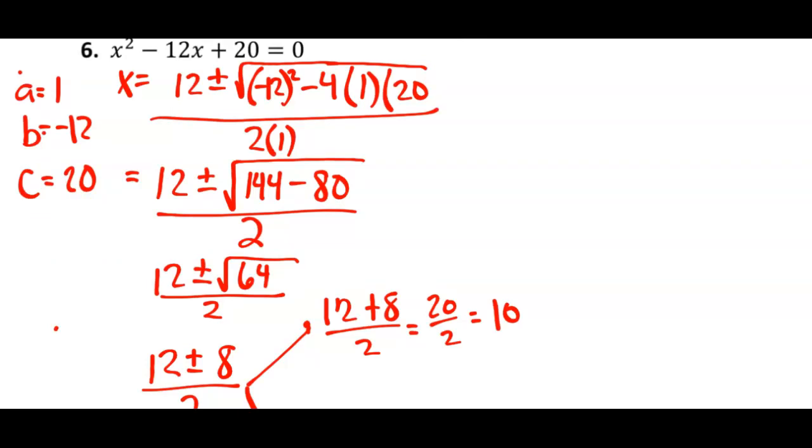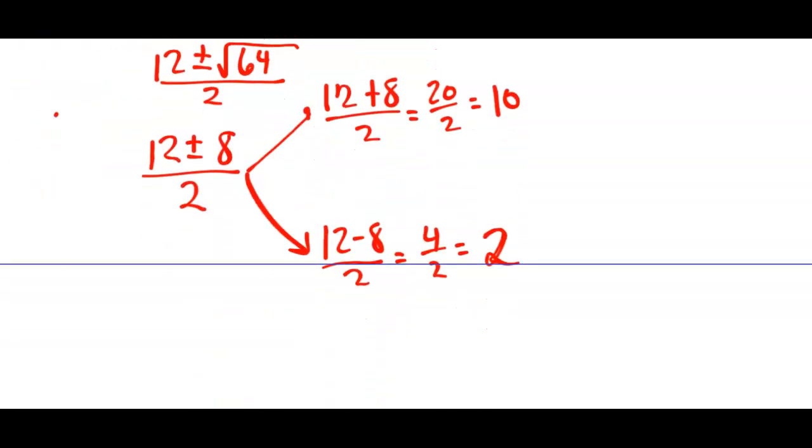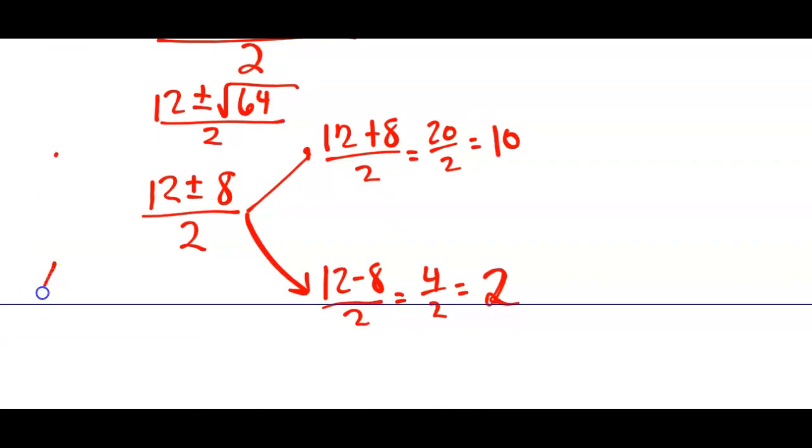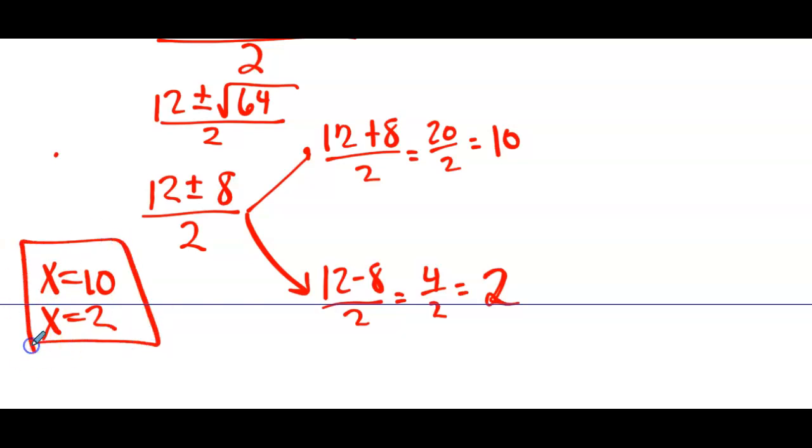All right, really fast. This is what you got when you substituted. You should have got an answer of 10 and 2. x equals 10, x equals 2. Should have been your answers. Hopefully you got that and you know what you're doing.